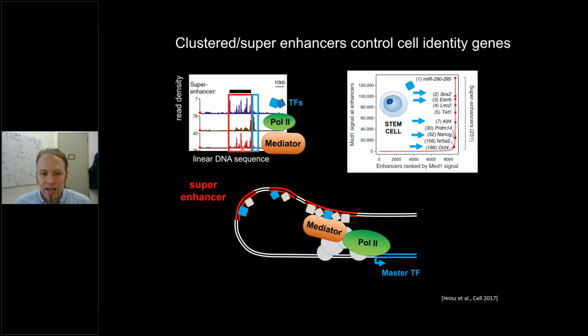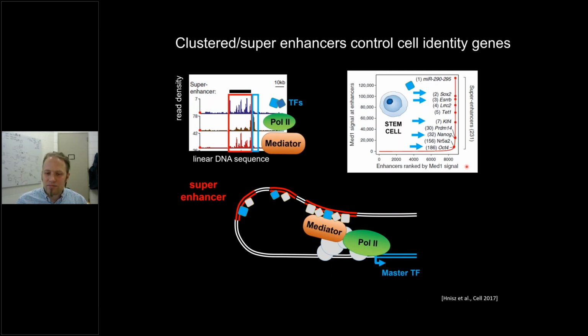And if you rank enhancers by the mediator signal, and this is data from Rick Young's lab at the Whitehead Institute, then you will find that some of these top hits, the strongest enhancers by mediator signal in ChIP-seq, are exactly those cell type specific master transcription factors in our mouse embryonic stem cells, for example, SOX2, ESRRB, KLF4, NANOG, OCT4, you name it. They're all appearing at the very far end, the very far right of this rank ordered plot of mediator signal at enhancers.